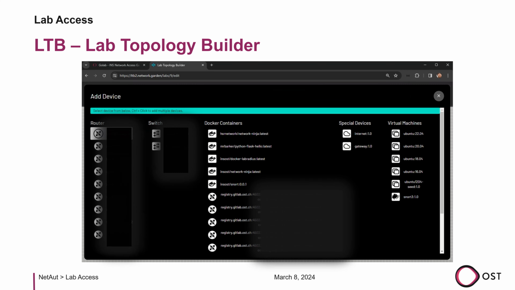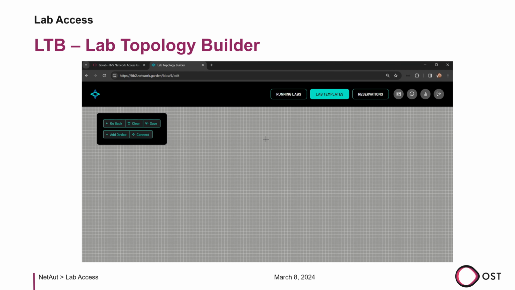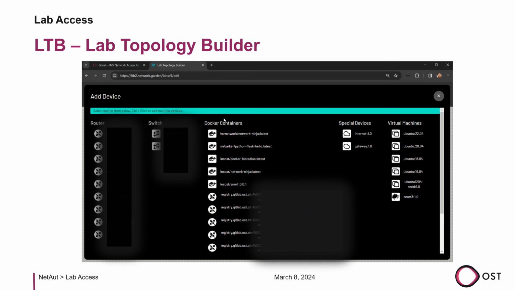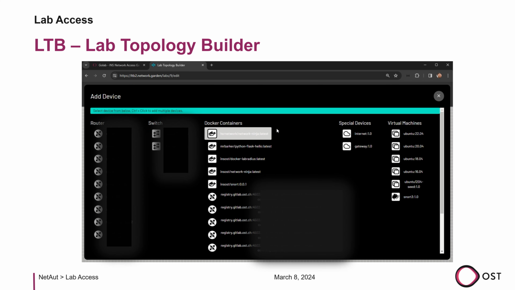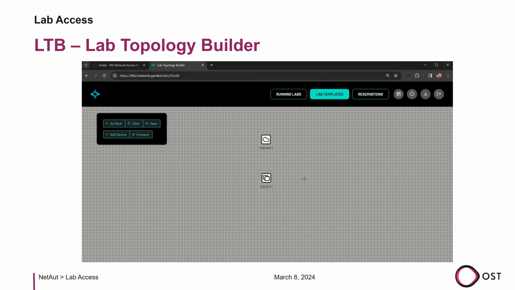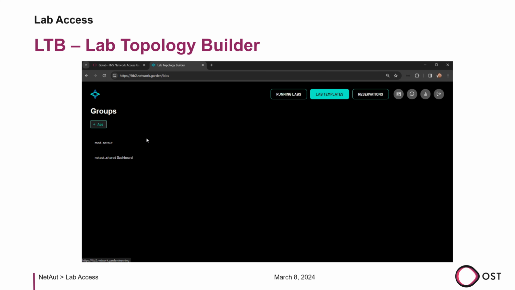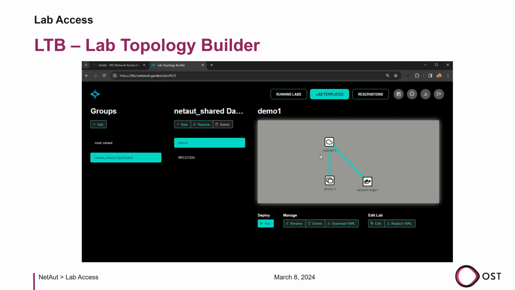We can go to add devices. We can take, for example, an internet, put it here. We can select an Ubuntu machine, so a virtual machine. We can put it here, but we can also use a Docker container like the Network Ninja with a couple of tools. Put it here. We can make connections, and then we can save. Now it is saved, and then we can go back to the lab template dashboard and we see it here.